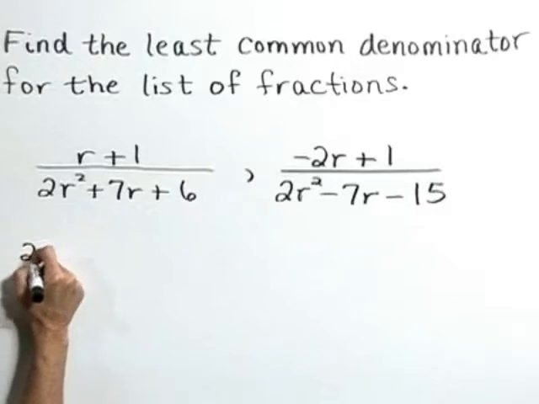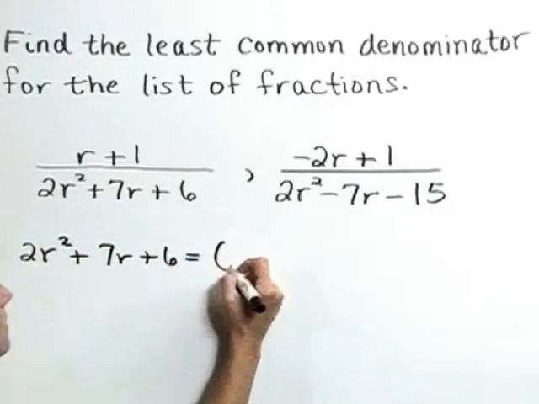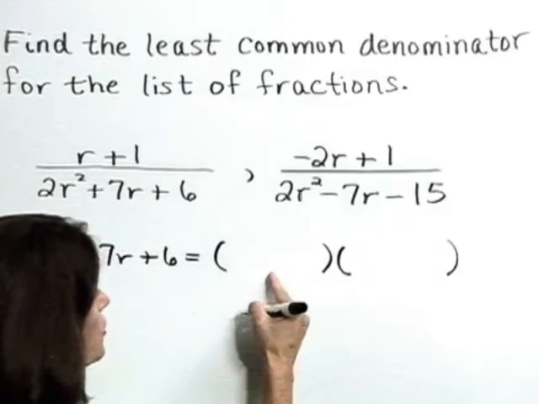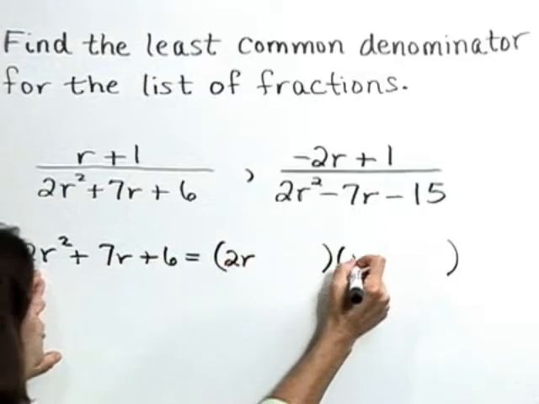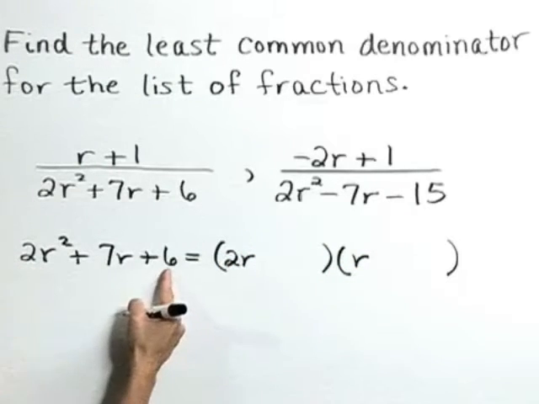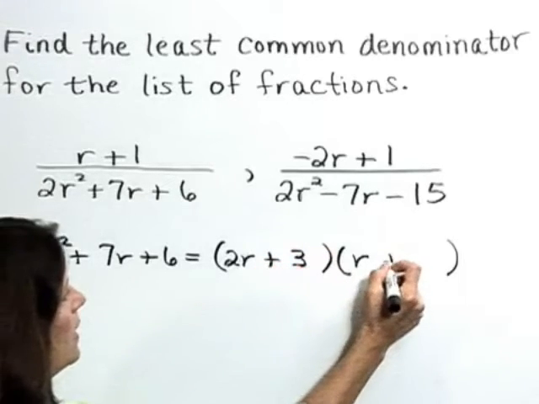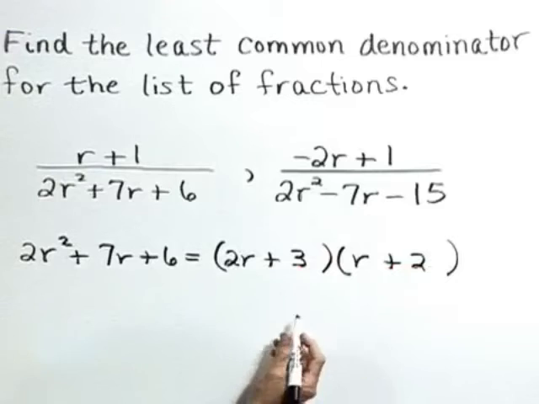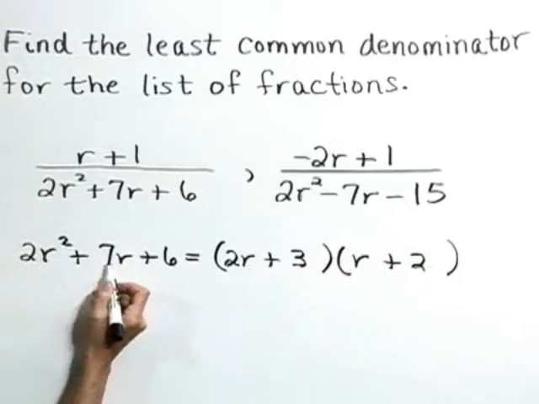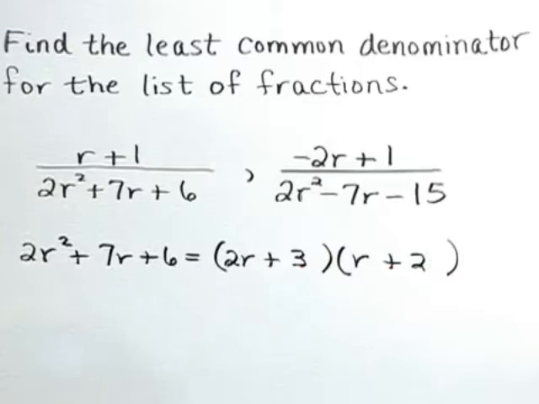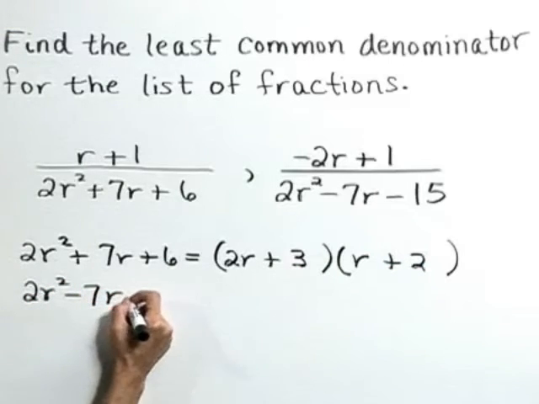Let's start with our first one, 2r squared plus 7r plus 6. If that factors, we'll factor as the product of two binomials. The leading terms must be 2r and r. And factors of positive 6 that will work in here are a plus 3 and a plus 2. Quickly checking our inner and outer products, 3r plus 4r gives this middle term of 7r. So that's correct.